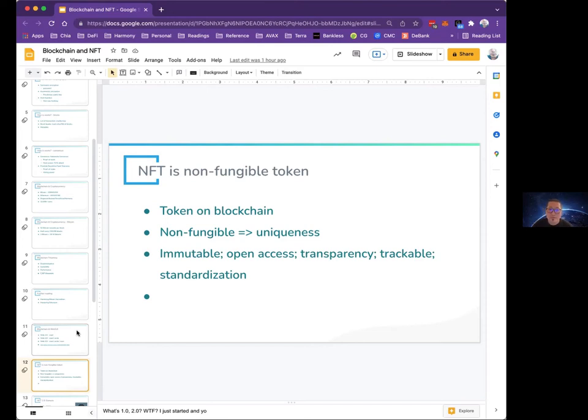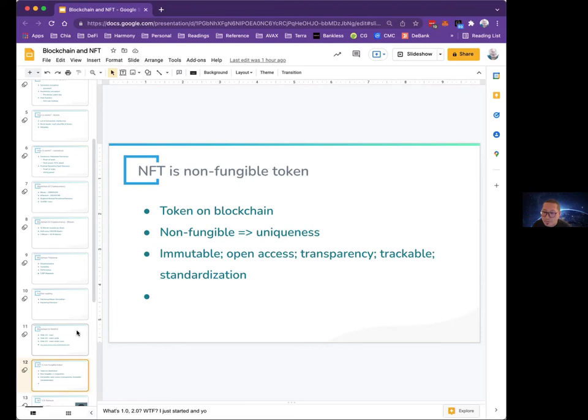But the NFT is called a non-fungible token. It is a kind of token issued on blockchain. The most popular blockchain to issue NFT is Ethereum. Of course, there are other blockchains that can also support NFT, but the most popular one is Ethereum. Because it's non-fungible, it means it's unique.